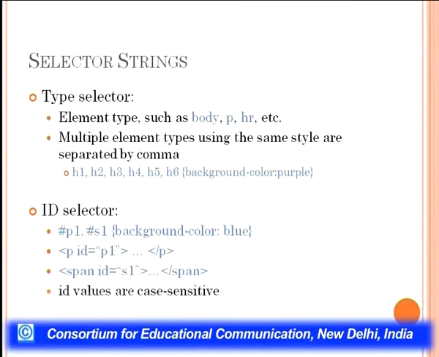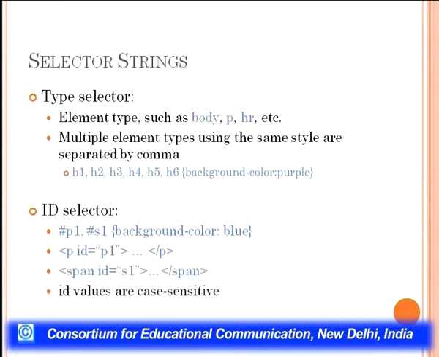Multiple element types using the same style can be used by separating them with a comma. So in this we are using H1, H2, H3, H4, H5, H6. These are all the different heading levels that we have seen in HTML, and we are setting the background color to purple. So next time whenever the user will use any of these headings H1 to H6, then the background color will be set to purple.